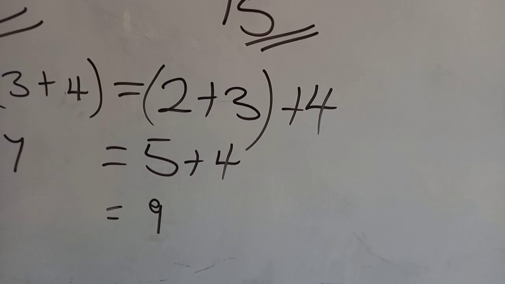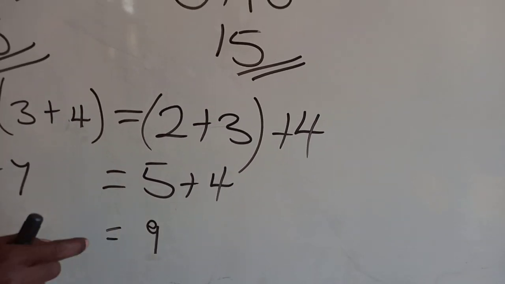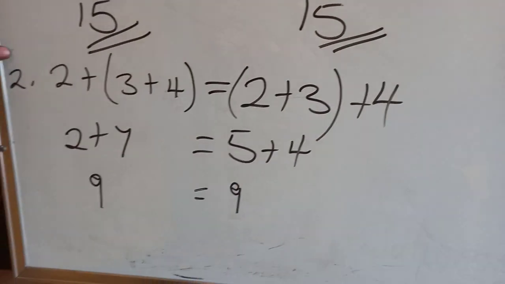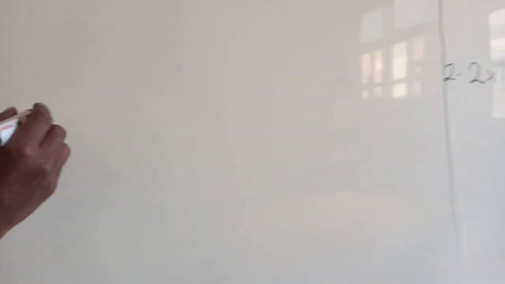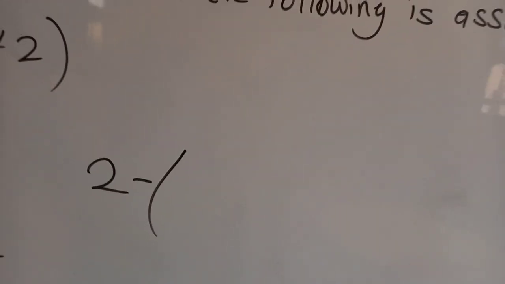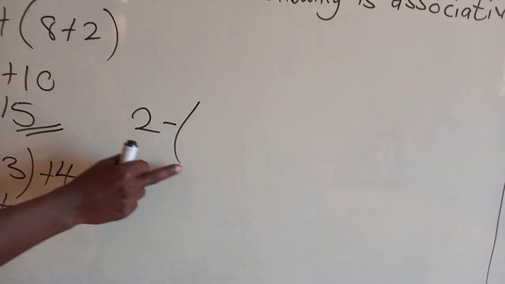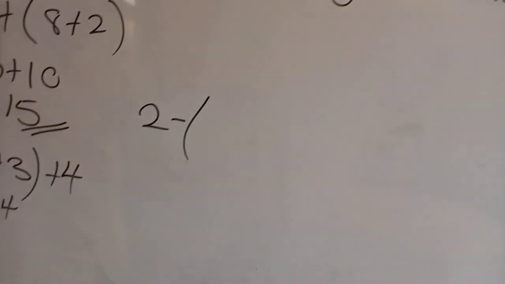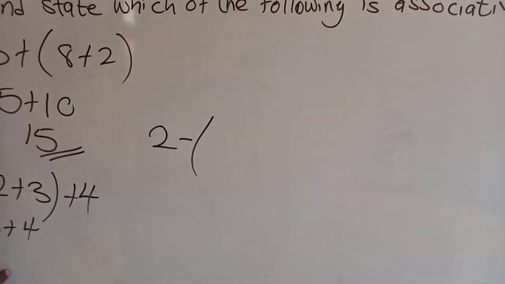They have the same what? Answer. Very good. So we are saying that if the answers are different, then it means the operation is not what? It's not associative. Let's look at this example. Let's look at what? Subtraction. So we have 2 minus what? Let's look at this and see. So we are saying that subtraction is not what? Associative. So we are saying that multiplication and addition are what? Associative. So let's try the subtraction and see if we get the same what?